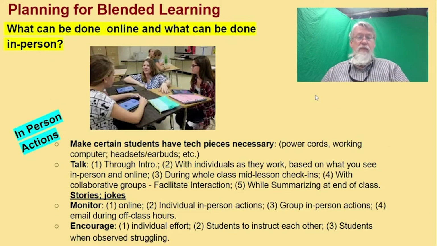Now, here is the planning for blended learning in-person actions. A lot of it goes into making certain students have the tech pieces necessary at the beginning of the lesson. Then you're talking. You talk through the introduction. You talk when individuals have questions. You talk in the mid-lesson check-ins. And you talk while you're summarizing things at the end of class. And through the whole thing, it's okay to be telling stories and jokes. In fact, that does engage them.